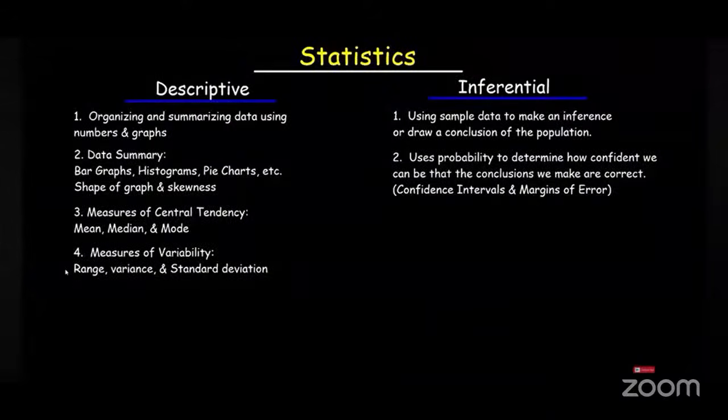Now let's move on to inferential statistics. So in this branch of statistics, that's when we take our sample data and we use it to make an inference or even draw a conclusion of the population. We can even use probability to determine how confident we can be that the conclusions that we make are correct.